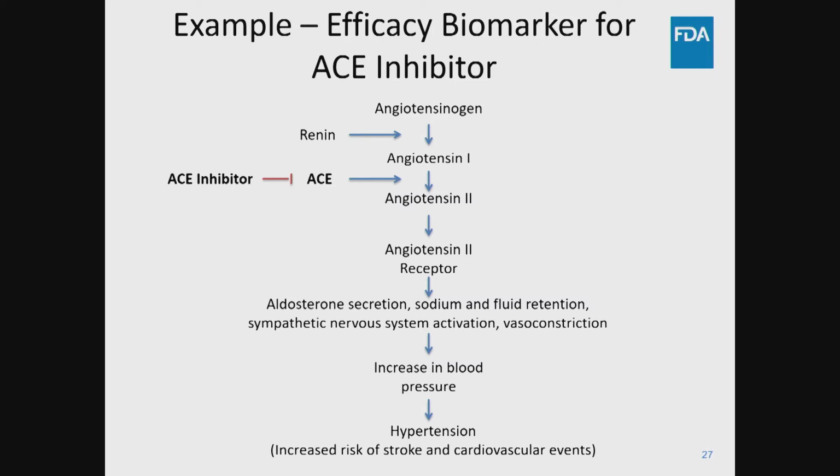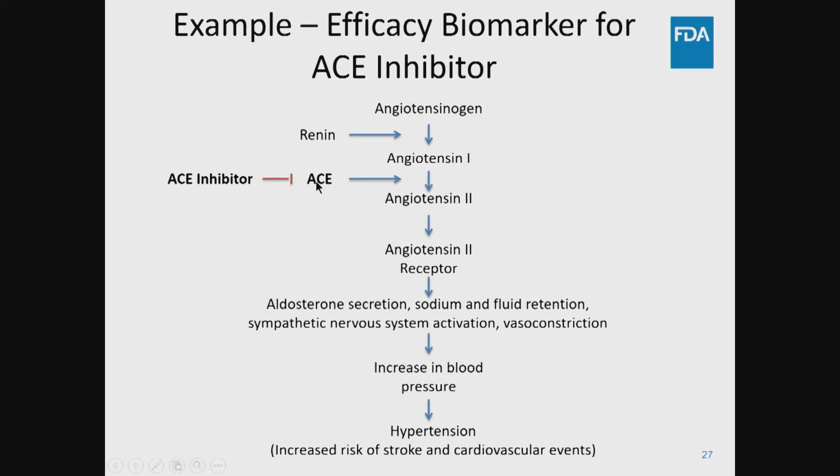So here I have the renin-angiotensin-aldosterone pathway, and this is also, again, a simplified look at that, but most of the important components are here. So in the renin-angiotensin-aldosterone pathway, we have angiotensinogen is converted by renin into angiotensin 1.